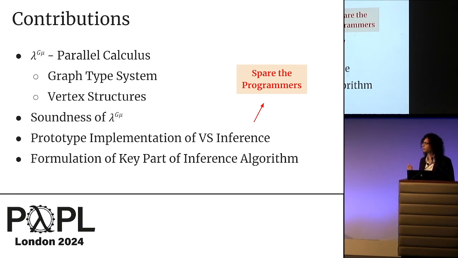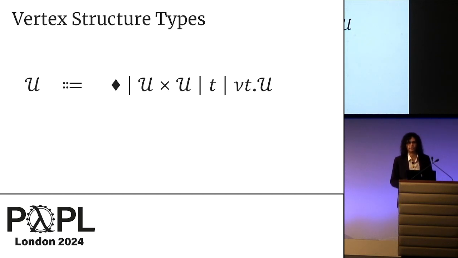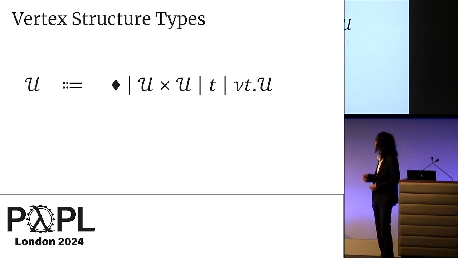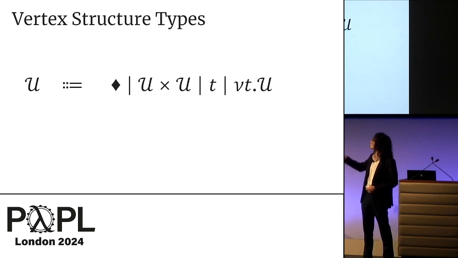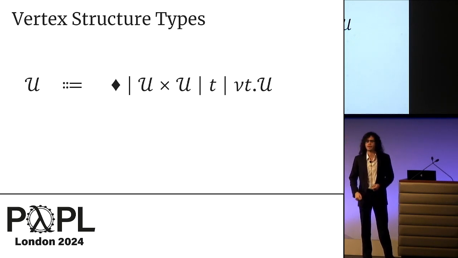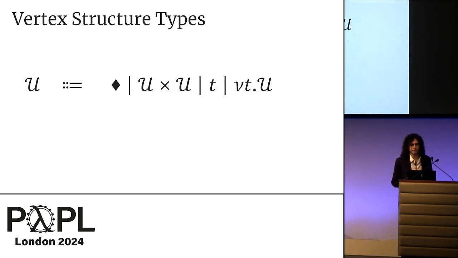Finally, we have a formulation for a key part of this inference algorithm, which I'll touch upon later. And I'll talk about vertex structure types first, because frankly, they're more interesting than the vertex structures themselves. Vertex structure type curly U can either be a type of a vertex, which is the black diamond, or it can be a product type or a co-recursive type.